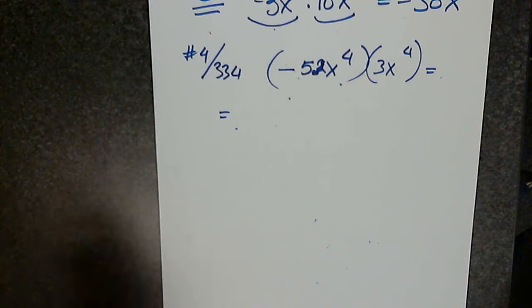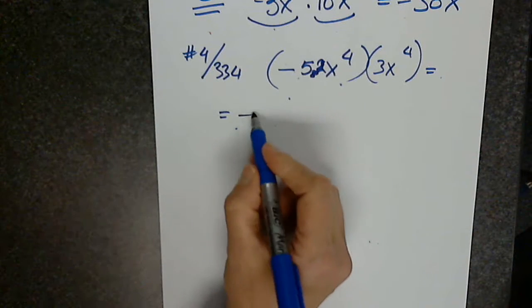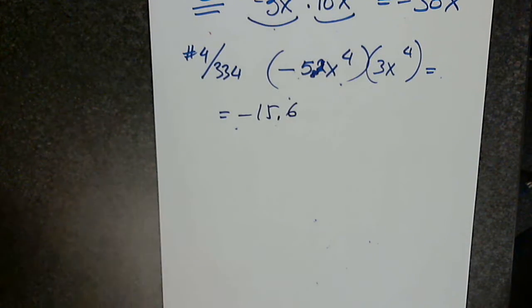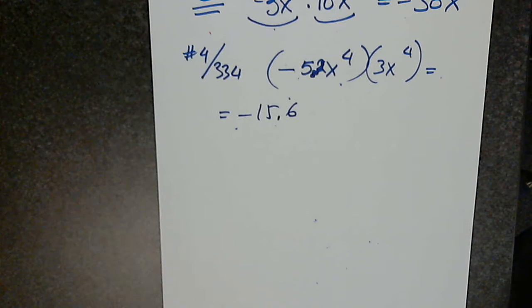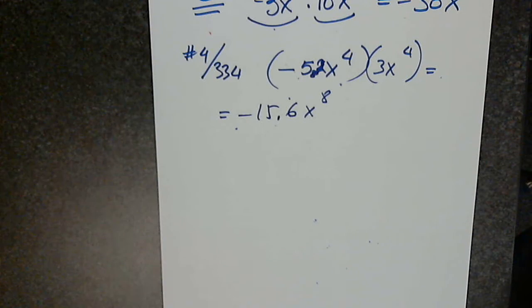Negative what now? It's 5.2. Negative 5.2 times 3, negative 15.6. X to the 8th power. Very good. Okay, one more.